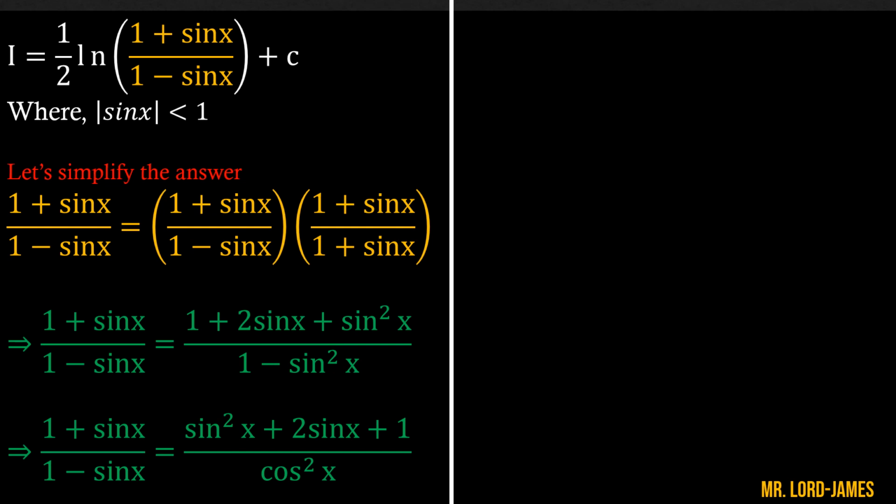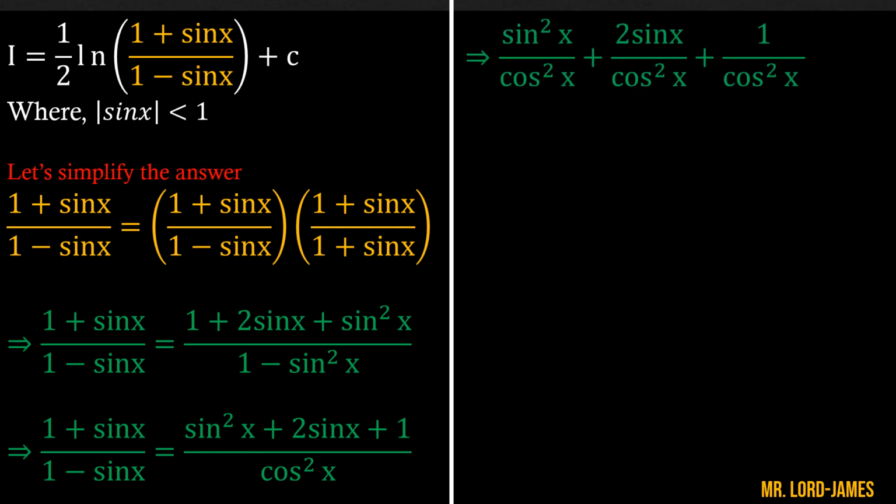Simplifying more and rearranging, we have sine squared x plus 2 sine x plus 1 divided by cos squared x. Since all the functions on the numerator share a common denominator, we can split it and write it down as sine squared x divided by cos squared x plus 2 sine x divided by cos squared x plus 1 divided by cos squared x, as seen in this statement.